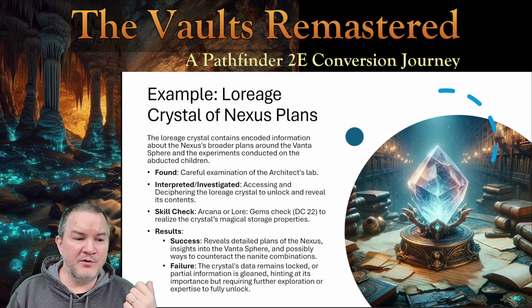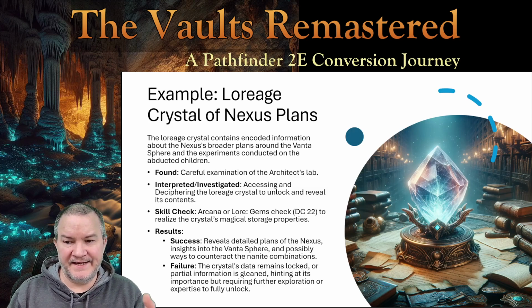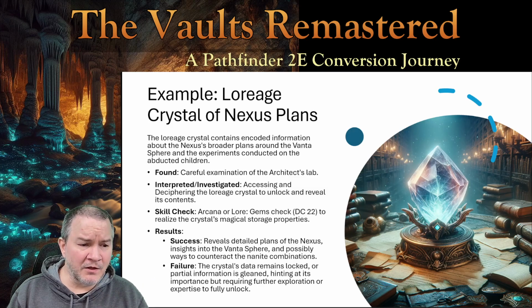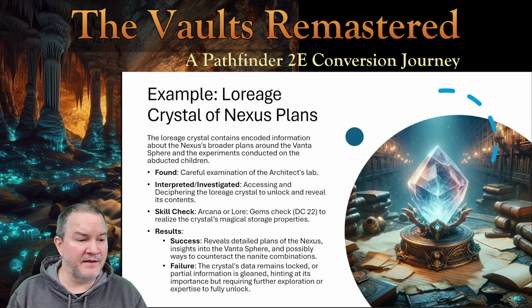So they're going to need to do arcana, they're going to need to do lore gems, whatever, in order to figure out what is on this thing and get it off of there. The results, if they're able to do all this stuff, they get detailed plans on the Nexus, insights into the interest in the Vantasphere, and maybe additional information on how to counteract this nanite thing that they're using to corrupt people, to assimilate them. So notice that this is another little trick, and I think I'll give a shout out to Alexandria in there.